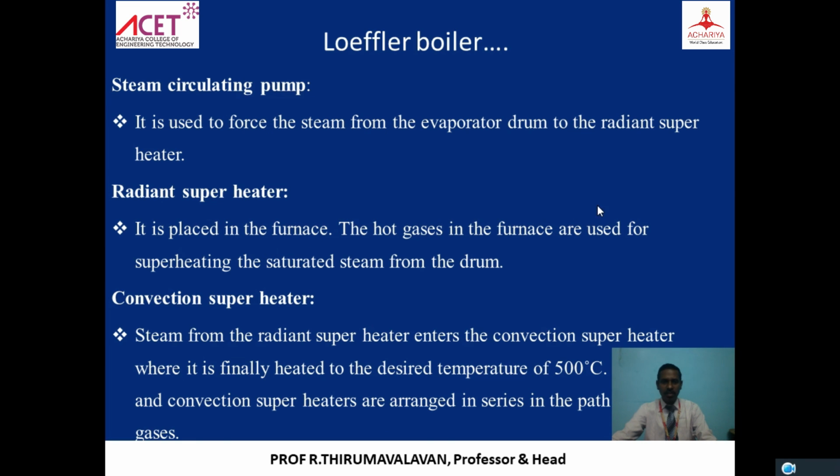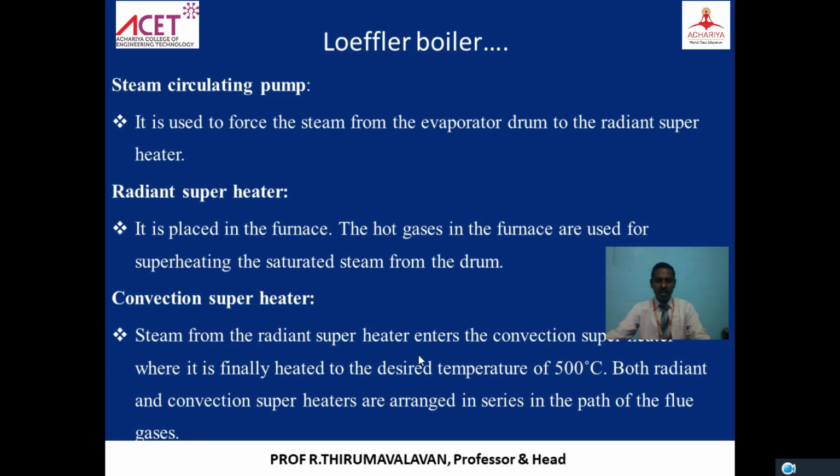The hot gases in the furnace are used to superheat the saturated steam from the drum, which comes through the steam circulating pump, right? It is converted into superheated steam. The steam from the radiant superheater then enters the convection superheater, where it is finally heated to the desired temperature of 500 degrees centigrade. Most boilers heat to 500 degrees centigrade, even when the boiler operating temperature is 350 to 400 degrees centigrade, right?